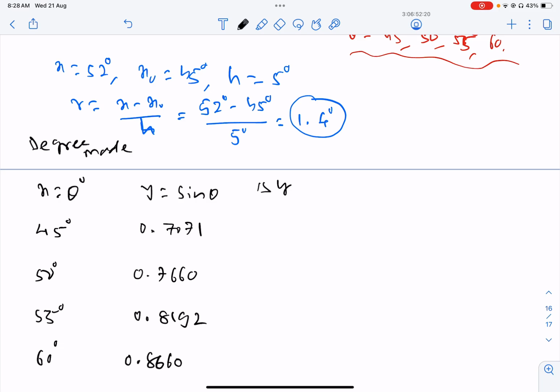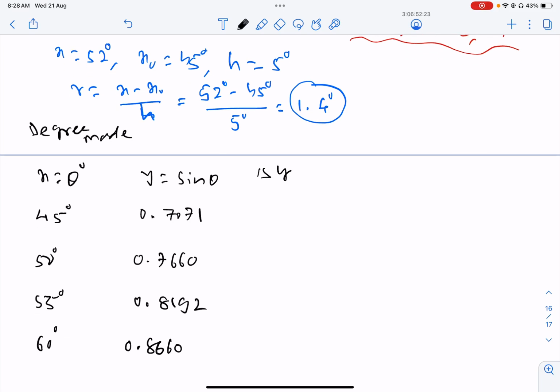The first difference, so take the difference 0.7660 minus 0.7071. So write down here, this is 0.0589. Same way here, take the difference, 0.0532. Here also 0.8660 minus 0.8192. So that is 0.0468.